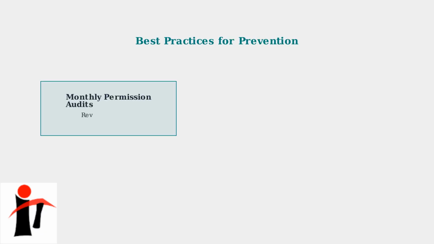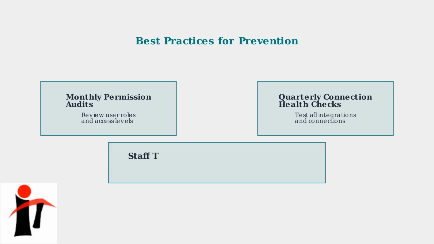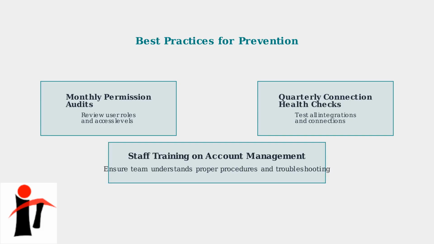Implementing preventive best practices reduces the likelihood of future tagging issues. Regular maintenance and team training are essential components. Conduct monthly permission audits and quarterly connection health checks to catch issues before they impact your workflow. Staff training ensures your team understands proper account management procedures and can handle basic troubleshooting independently.